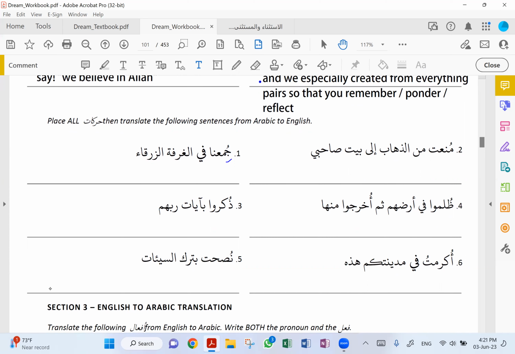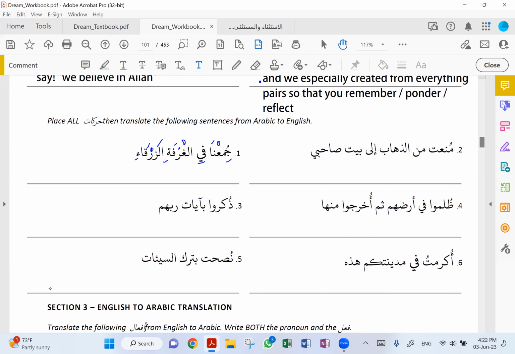جميعنا في الغرفة الزرقاء. What is this? Ruzaqa, I think. Zuraqa. زرقاء. Okay. جميعنا في الغرفة الزرقاء. No, زرقاء. This is a color. This means it is blue. Green, right? Blue. Yeah.